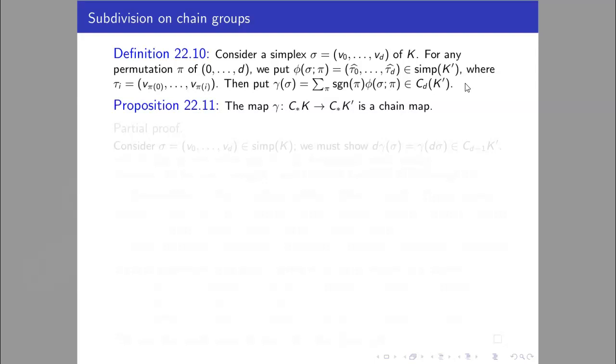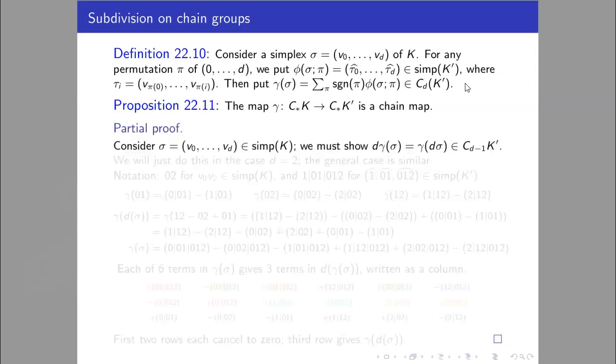So the key point is that this is actually a chain map. In other words, d gamma is gamma d. Okay. So let's give at least a partial proof of that. Okay. So the claim is that for any simplex sigma of v0 up to vd, as we had up here, that d gamma sigma is the same as gamma d sigma. And we're just going to do the case d equals 2.